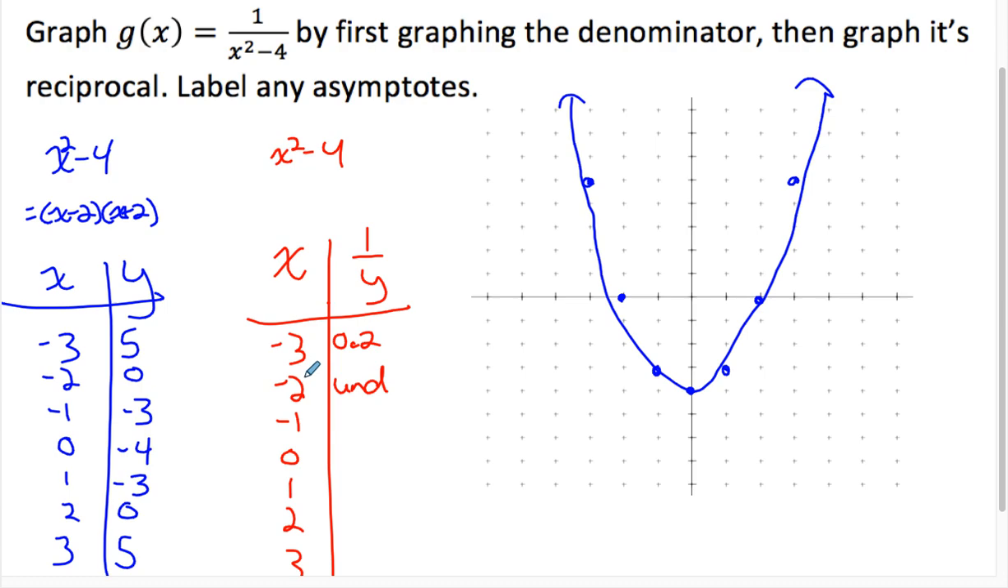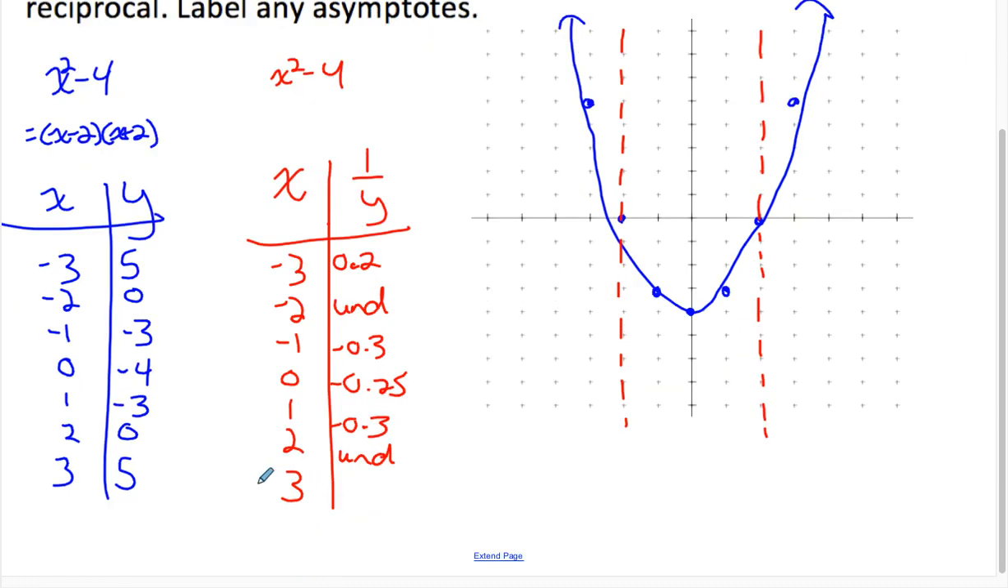And when you have an undefined value in your function, that tells you that's where a vertical asymptote is going to be, right? The zeros of the denominator are going to give you where the function is undefined. So find the zeros of your original function in the denominator, and those are where your vertical asymptotes are going to be. 1 over negative 3, negative 0.3, negative 0.25, negative 0.3, undefined, and lastly 0.2 again.